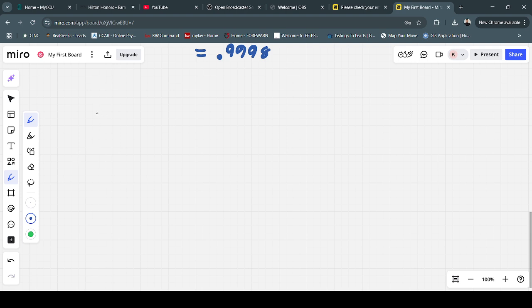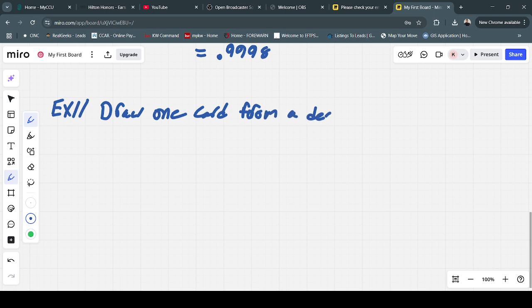You're drawing a single card from a 52 deck of cards. So in this example, we draw one card from a deck of 52. Okay. Part A wants to know, this is a standard deck of cards, which you do have available.